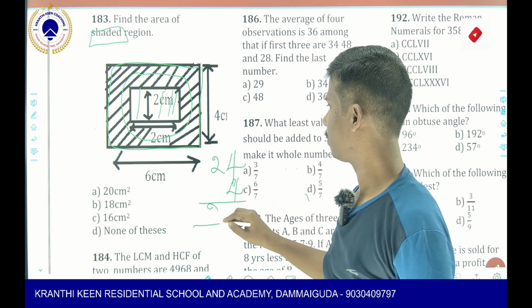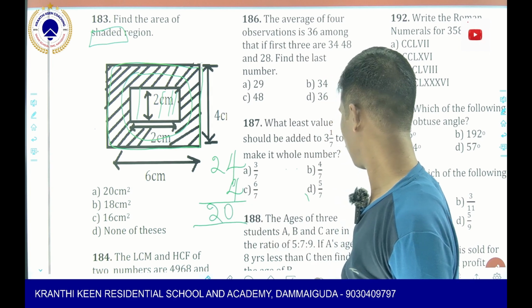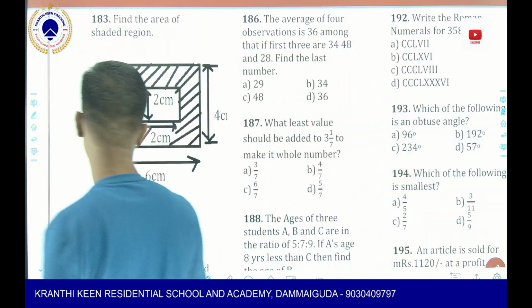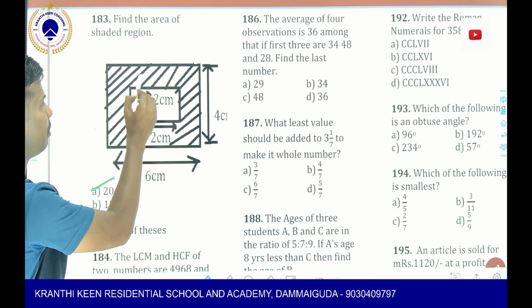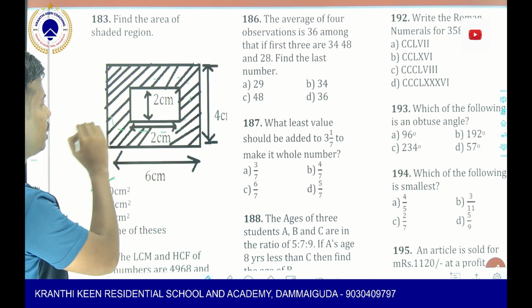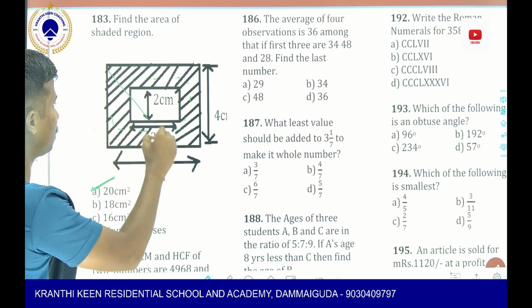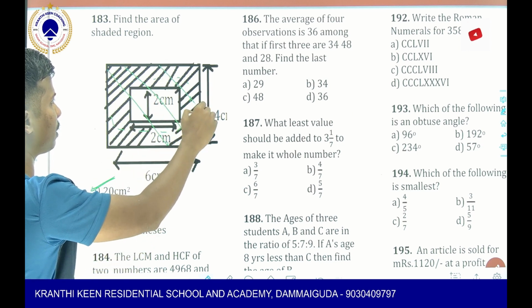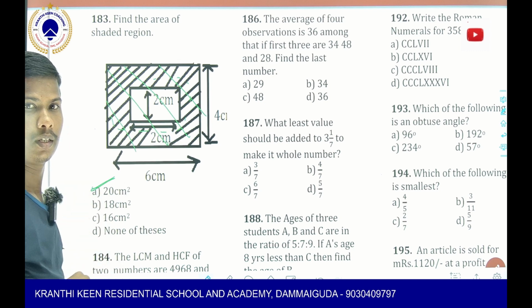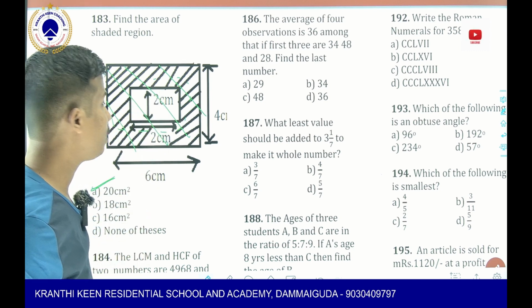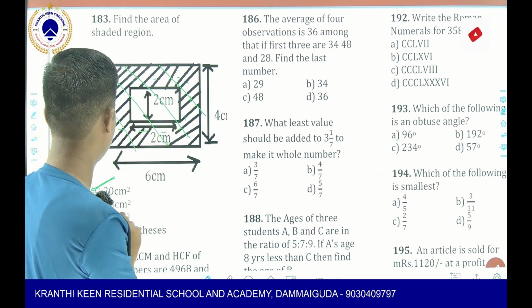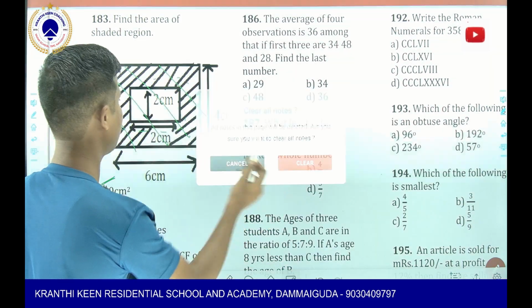24 minus 4, how much will you get? You will get 20 centimeter square. Okay. That means the area of this shaded portion will be what? 20 centimeter square. And area of this total is 24 centimeter square. But what is it asking? It is not asking you to find the total area. It is asking only to find the area of the shaded portion. That you will get, 20 centimeter square.